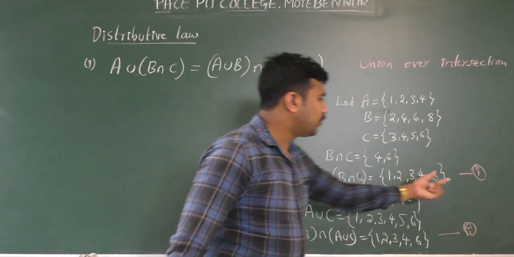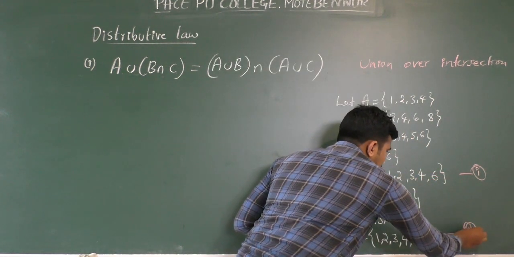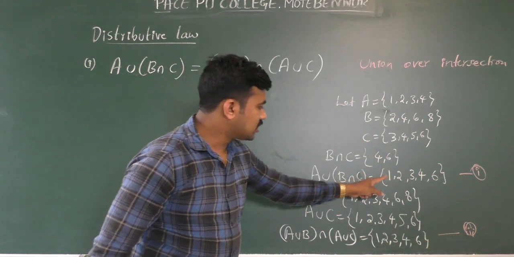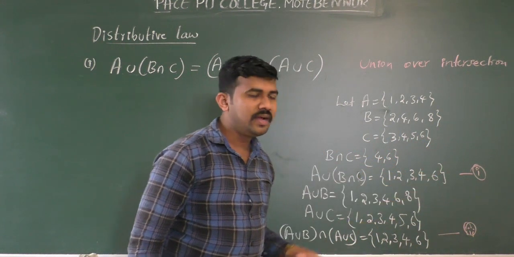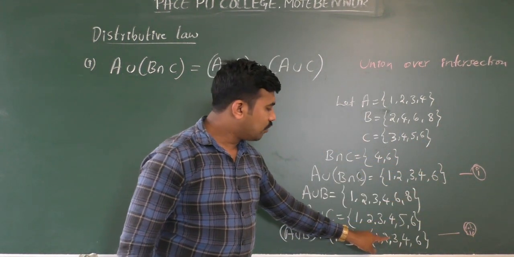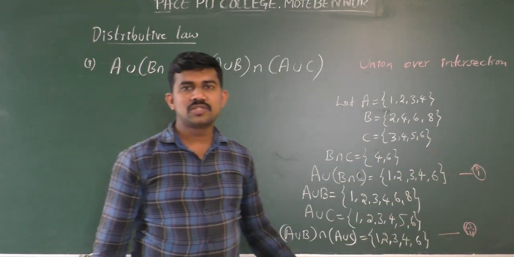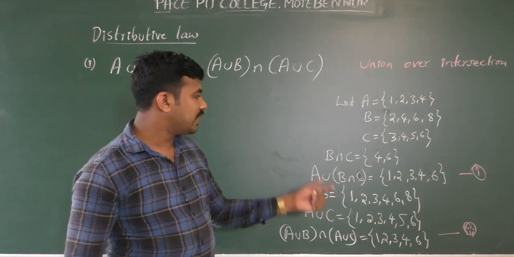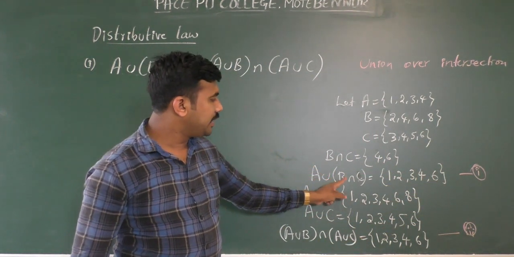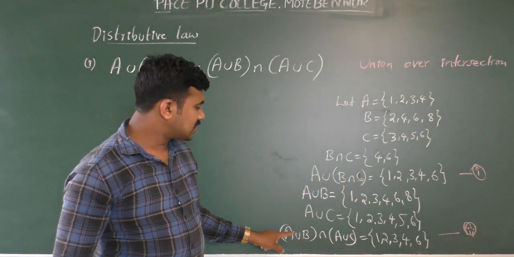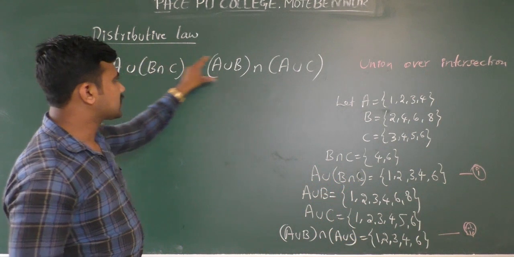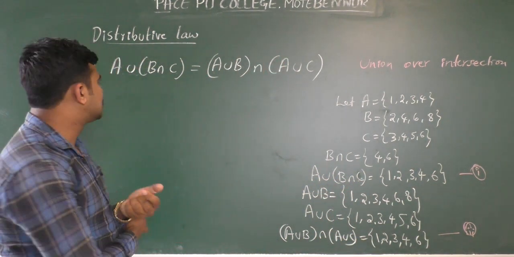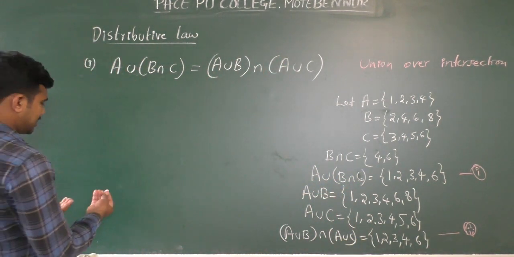Now, from equation number 1 and 2, what can we observe? From equation number 1 and 2, both sets are equal. You have here the elements 1, 2, 3, 4, 6, and here also the elements are 1, 2, 3, 4, 6. So both sets are equal, so we can say A union of B intersection C is the same as A union B intersection A union C. And this is called the distributive property of union over intersection.